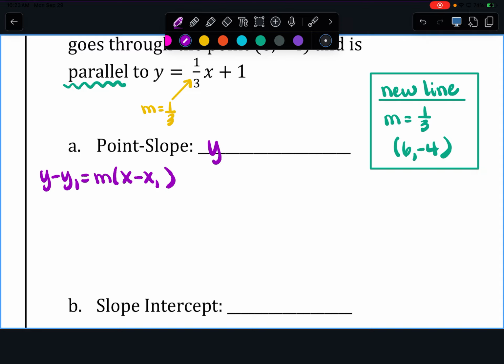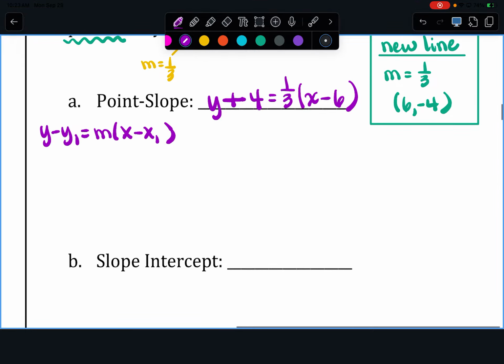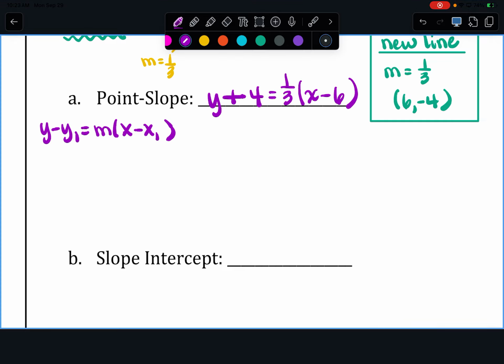So y minus negative 4, because it's a minus sign from the formula and the negative on the 4, so it's a double negative, and this just turns into a giant plus sign, equals 1/3 times (x minus 6). And we're done with that part. Now we're going to take that point slope form, which acts as a middleman, and get us into slope intercept form, so we have to convert.